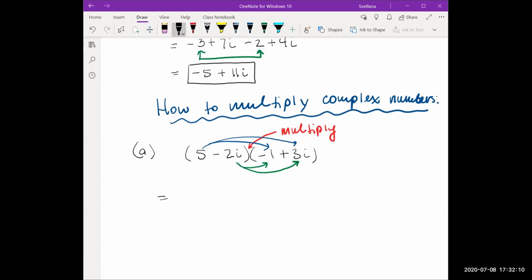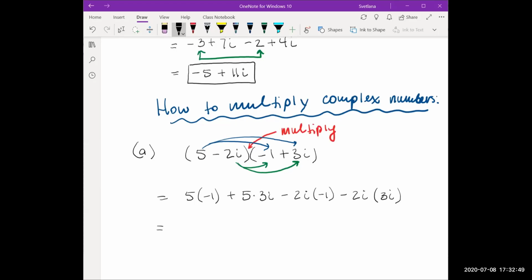So 5 times -1 is, well, since this is our first example, let me write things out. For the future examples, we maybe can skip this step. But first, it's 5 times -1. Then it's 5 times 3i. Then it's -2i times -1. And then, following the last arrow, it's -2i times +3i. So I followed all those arrows, and that's what I got.